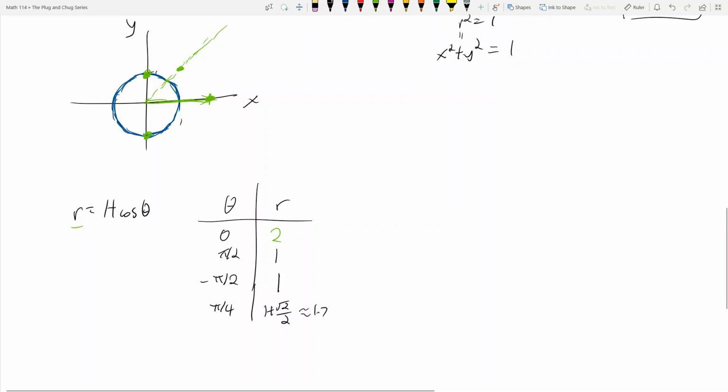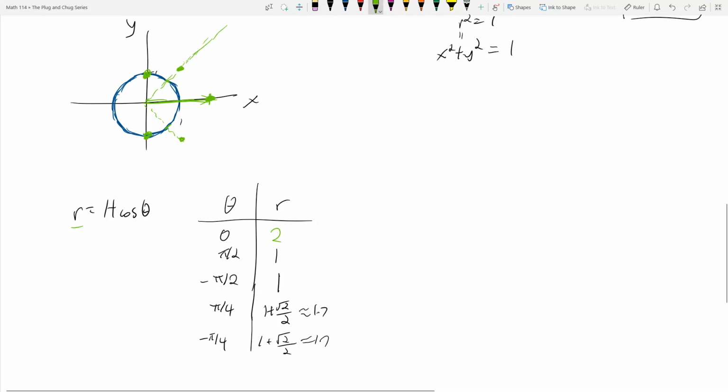Okay, and likewise, let's say negative pi over 4, you'll also get 1 plus root 2 over 2, which is 1.7. So here's negative pi over 4. All right, and you want to go, not here, that's 1 unit, that's 2 units, so you want to go somewhere right there. Okay, and this is a cardioid.